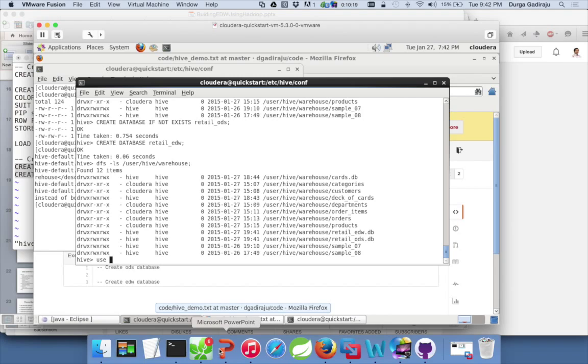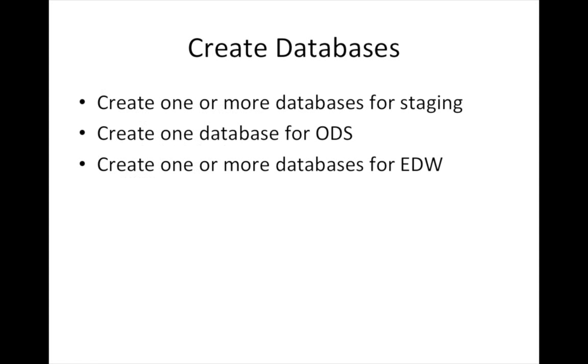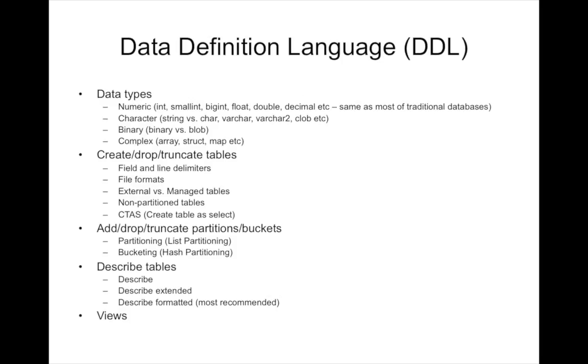Okay, we have created ODS and EW. Now we will talk about data types. In traditional databases, you will find plenty of numeric data types. Same is the case with Hive. You have all these data types: int, smallint, bigint, float, double, decimal, etc.